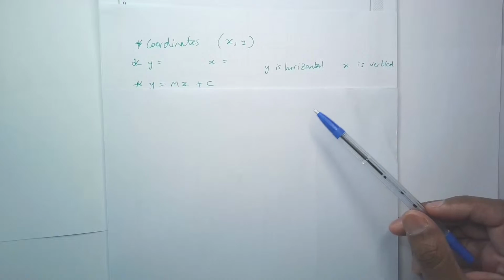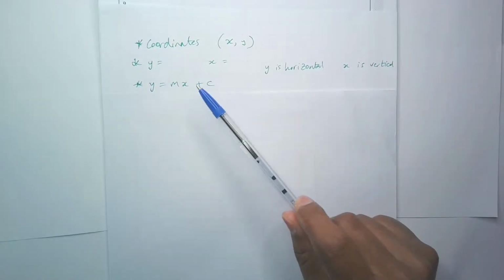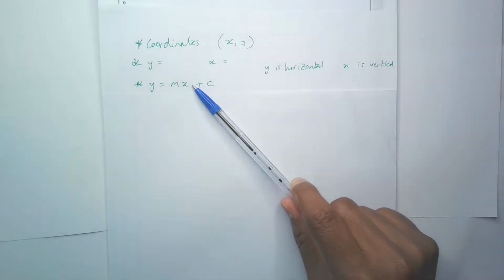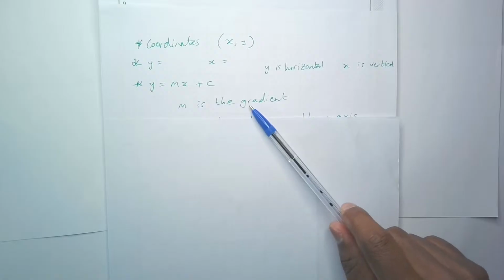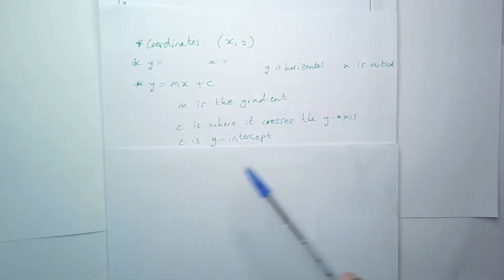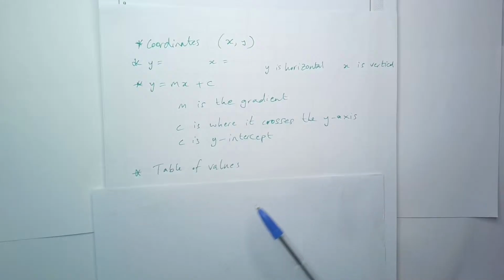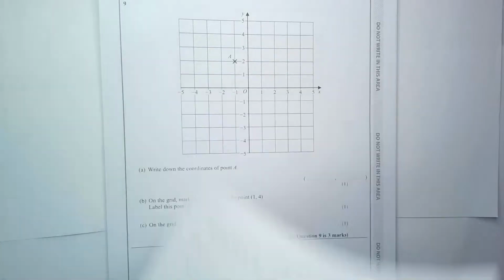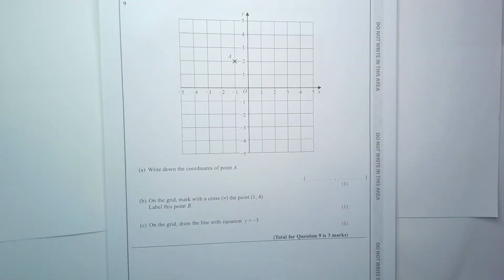We also need to remember about y equals mx plus c. That's very important. m is the gradient, which is steepness. c is where it crosses the y-axis, or the y-intercept. And we need to remember our table of values, as well as the last thing, which is substitution. If we don't remember those things, it's just a little bit more challenging. So let's get on to the next question.